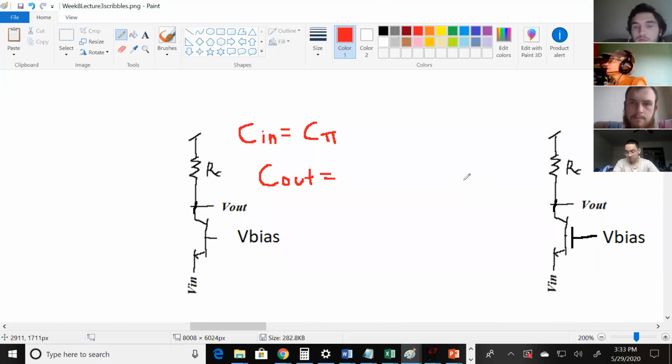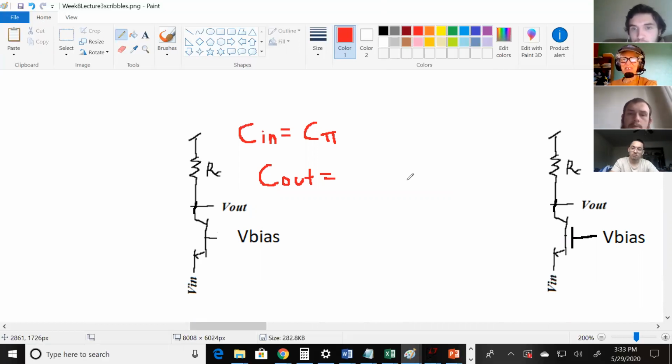I have a question. Okay. How come you didn't consider like the C overlaps? You just considered the C pi. Okay. So that's MOSFET. Oh yeah, you're right. But you're ahead. You're on to the next question.